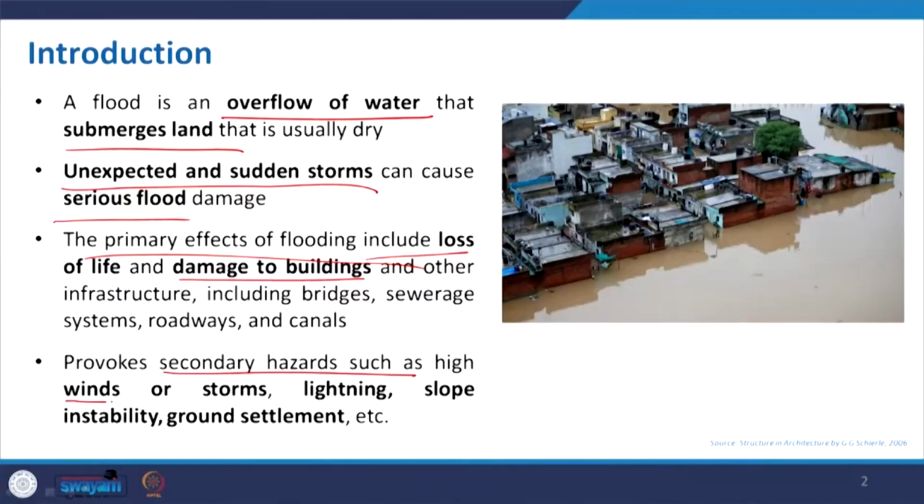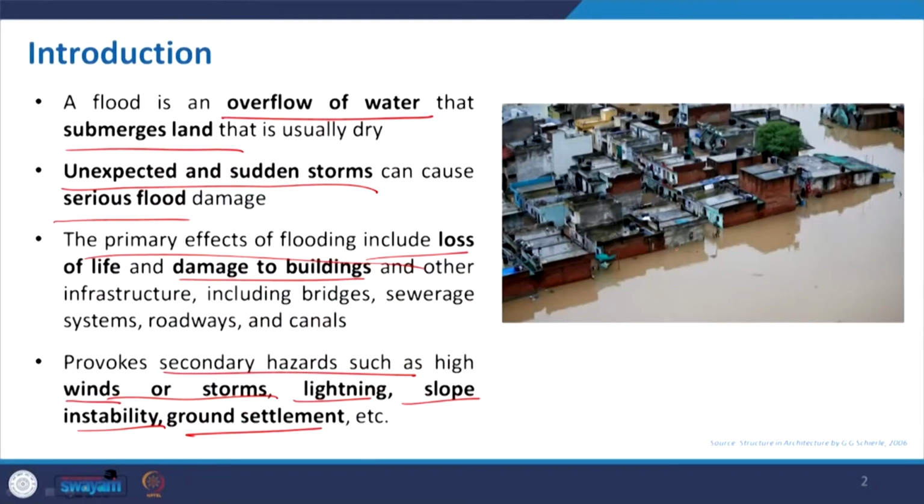We will be focusing on buildings in this lecture, but yes, this flood scenario will essentially be a threat that reduces the economy, and it also provokes secondary hazards such as windstorms. If you see in this slide, windstorms, then lightning, slope instability, and ground settlement due to liquefaction that we have just discussed in the previous lecture on earthquakes. Here you can see pictures of a very badly waterlogged situation, and you can imagine the problem one may face where the area is really flooded.